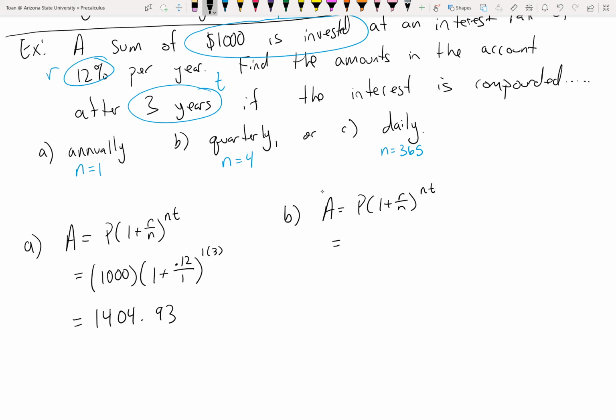Plug in everything that they give you. So the initial principal is 1,000. 1 plus the interest rate is 0.12 still. The only thing that's different is N is now 4. So that's the only thing that's changed. Pop that into your calculator, and you're going to get about $1,418.52. Slightly more money.